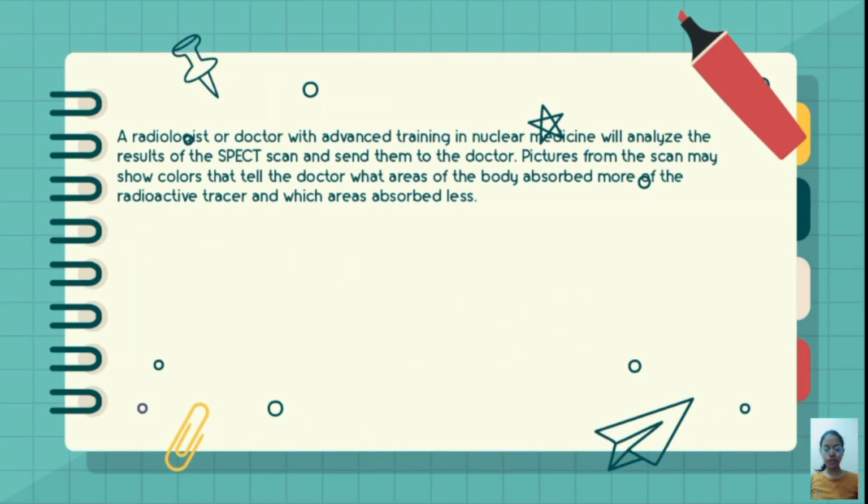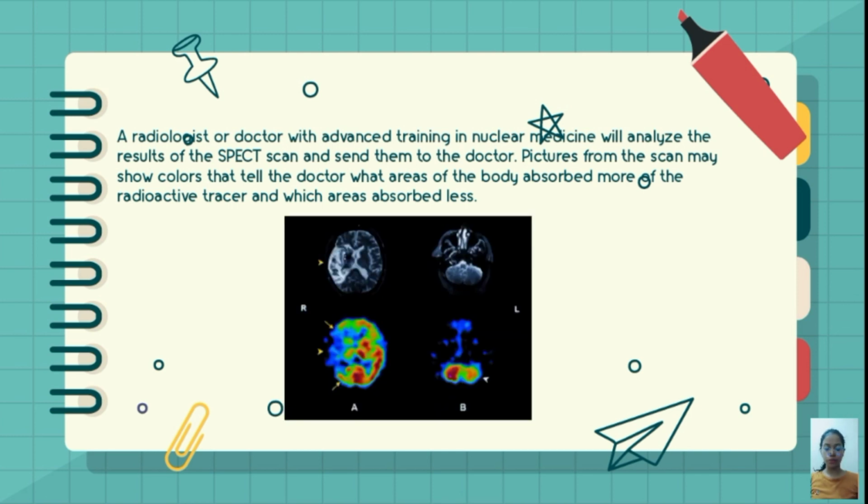So a radiologist or a doctor with advanced training in nuclear medicine will analyze the results of the SPECT scan and send them to the doctor. Pictures from the scan may show doctors which areas of the body absorb more of the radioactive tracer and which areas absorb less.